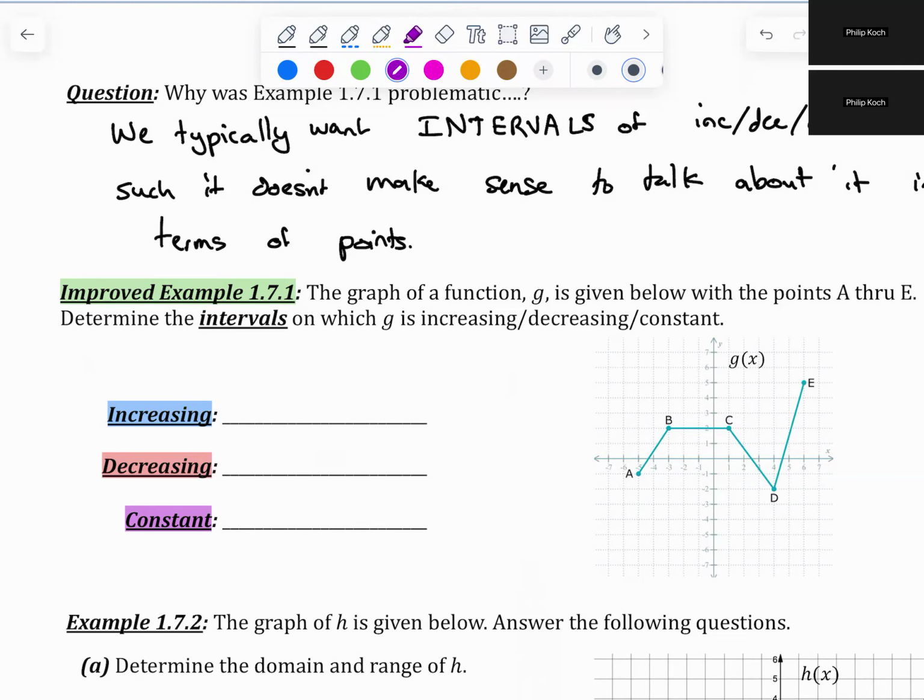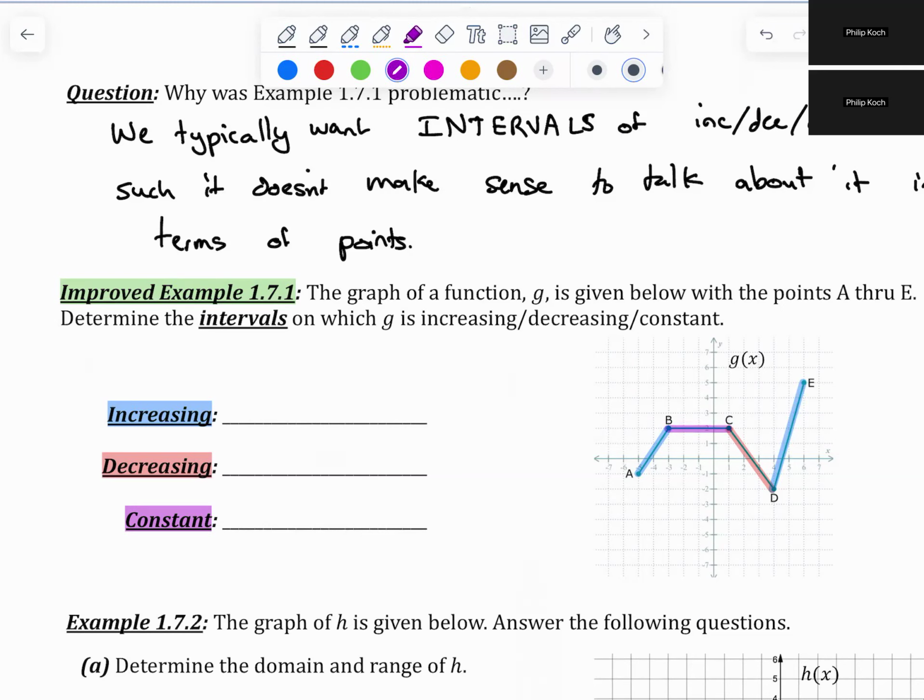So the way I typically do this when I'm starting out, I don't do this anymore because I've been doing this for so long. But when you're starting out, it might be helpful to highlight the pieces that are increasing, decreasing, and constant. So we already knew that it's increasing from A to B, so we'll draw that piece right there. We knew that it was increasing from D to E right there. We knew it was decreasing from C to D. And we knew it was constant from B to C.